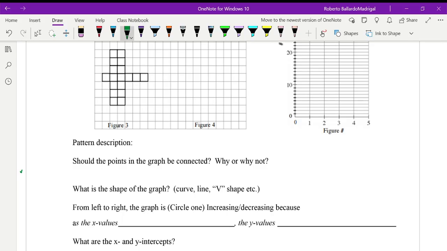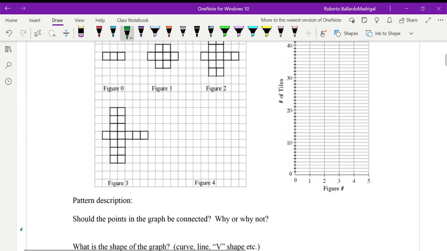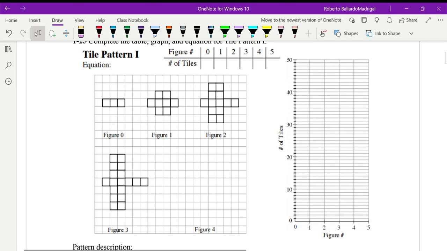You're going to also describe the shape of the graph. Is it a straight line? Is it a curve? What kind of shape do you get? And you're going to answer the bottom questions as well. So let's take about 6 to 7 minutes for the first one. See if you guys can answer that.